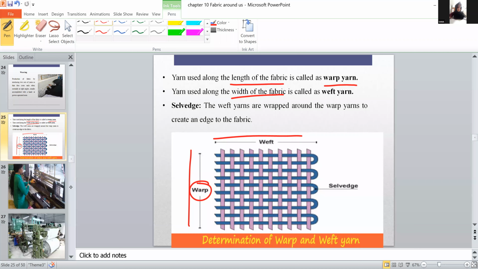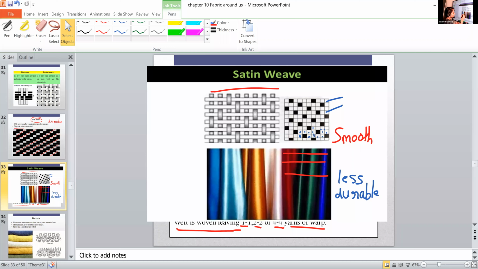Yes, ma'am. Okay, so in this satin weave, the weft yarns means the filling yarns. These filling yarns are inserted into, or interlaced into, the warp yarns. But in satin weave, it is less durable. Why? Because it is leaving some spaces. The weft yarns leave some warp yarns. You can see some blank spaces here. Right, Reina, you can see some blank spaces, right?